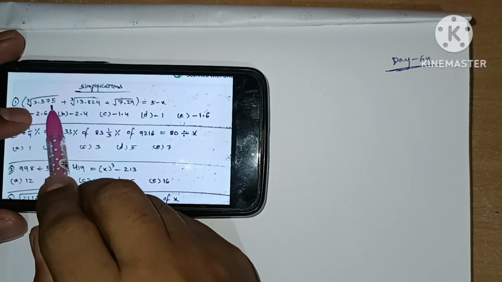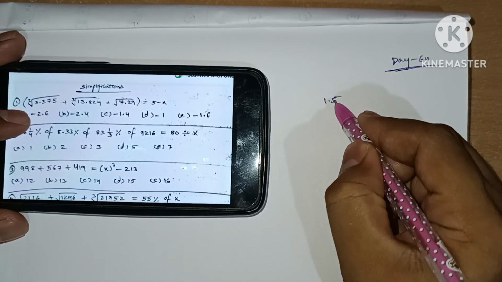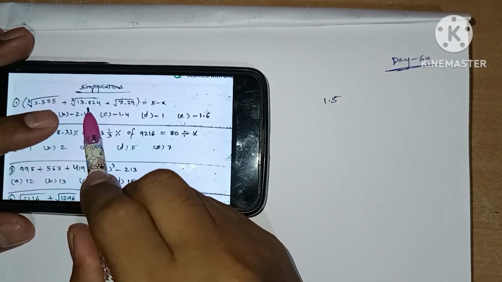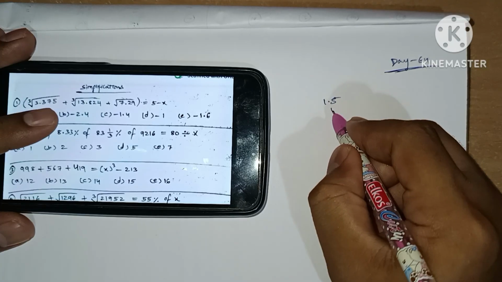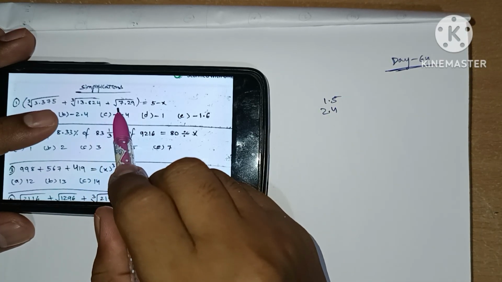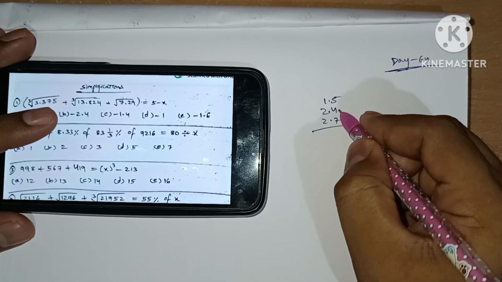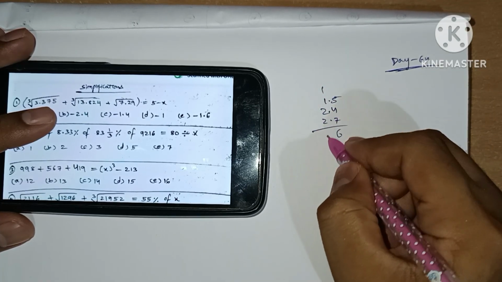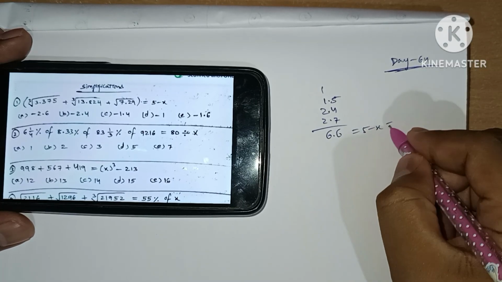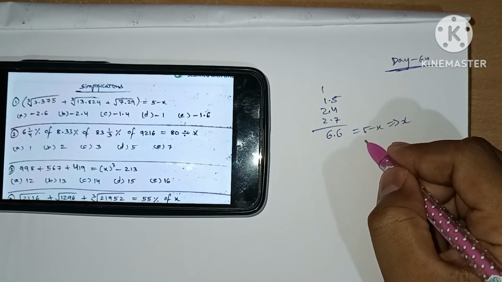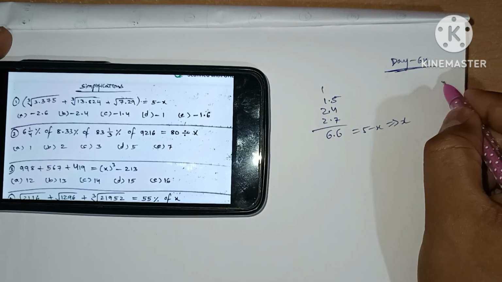Root over 3375, it is 15 cube, and we see point also, so it is 1.5. Plus 13824, it is also a cube. Unit digit is 4, means it must be 24, so 2.4. Okay, root over 7.29 means it is 27 square, 2.7. So we have 11 plus 5, 16, and 6.6 equals 5 minus x. So x value is minus 1.6. So option E is our answer.